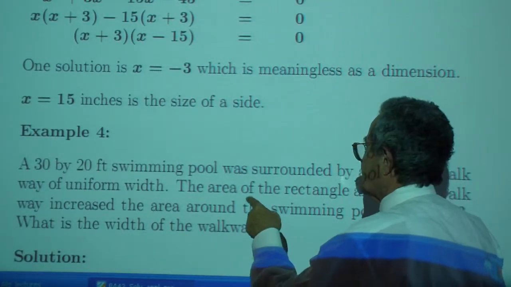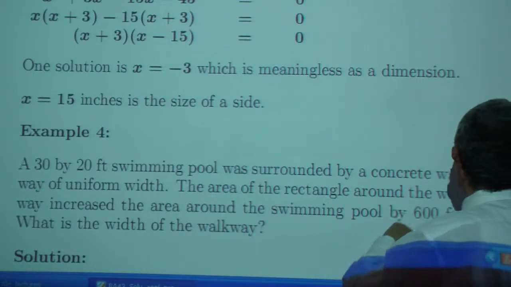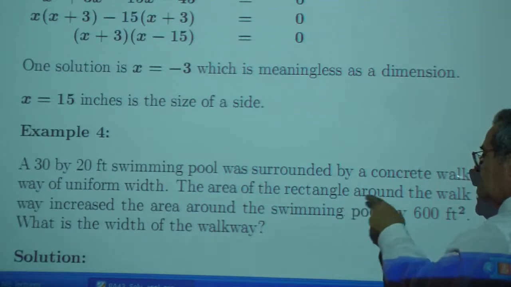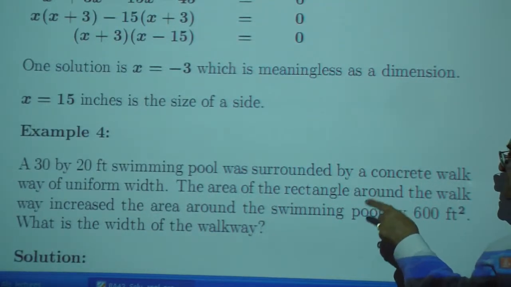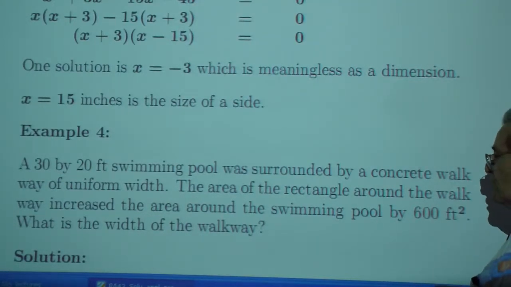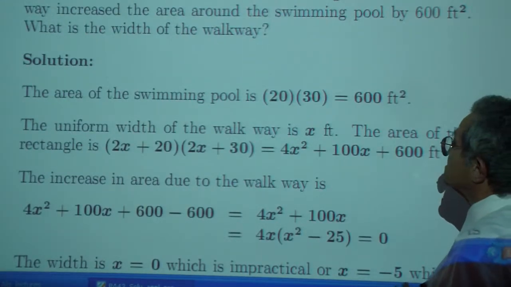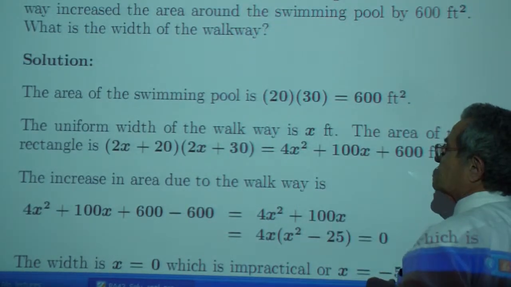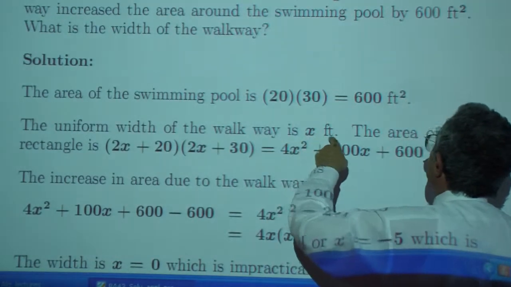A 30 by 20 feet swimming pool was surrounded by a concrete walkway of uniform width. The area of the rectangle around the walkway was increased the area around the swimming pool by 600 square feet. What is the width of the walkway? Well, we know the answer. The area of the swimming pool is 20 times 30, 600 square feet. The uniform width of the walk is x feet.